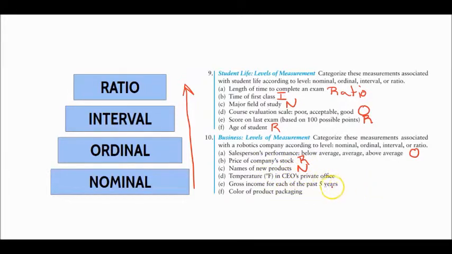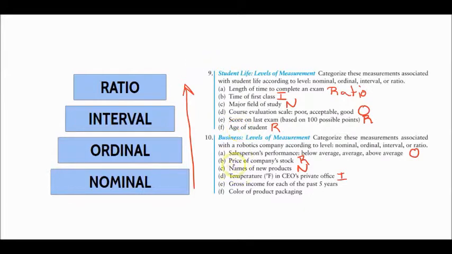Temperature in Fahrenheit in the CEO's private office. That is also going to be a ratio. Nope, I'm sorry. That's going to be an interval. In this case, an interval, because temperature is along a continuum, and since it's in one single office, we're not comparing a lot of different offices, average temperatures of offices. We're talking about one specific location. This is going to be an interval because we can measure differences between temperatures on any given time of day, right?